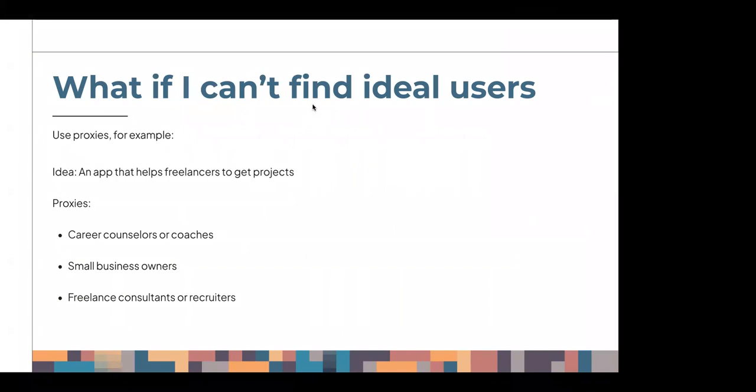I think a good idea is to use proxies, and proxies are people who are not your ideal users, or not your final users, but you can learn through them the experiences of your final users. So for example, let's say I am doing an app that helps freelancers get projects, okay? And for some reason, I can't find too many people freelancing. So who else can I recruit for a user interview? Maybe career counselors or coaches. Some of these people sometimes have a network of people that are not currently freelancing, but are looking for a job. So they might know their situation, what they are looking for, or the kind of experience they have, or the kind of jobs they are looking for. So you will know a bit about freelancers through them.